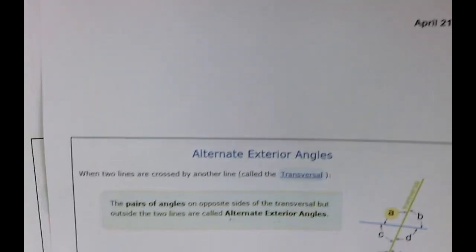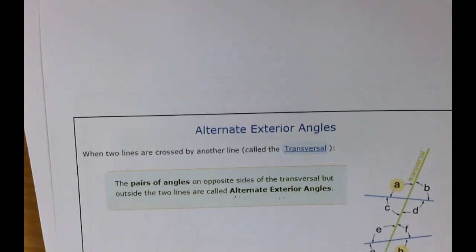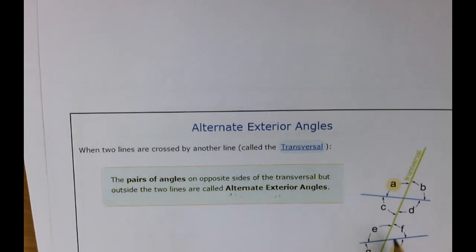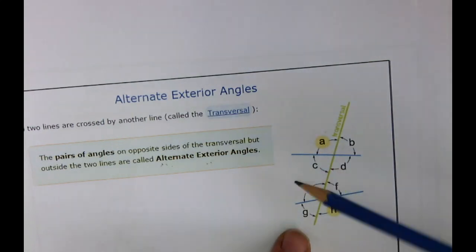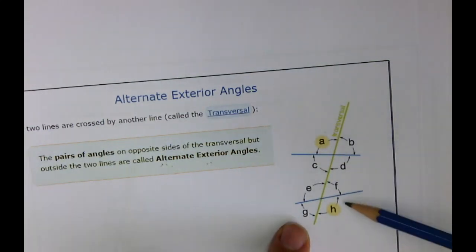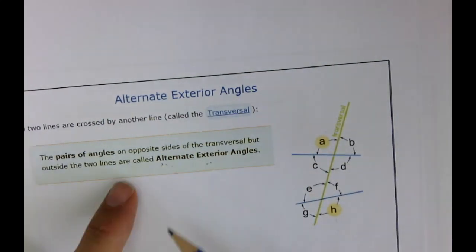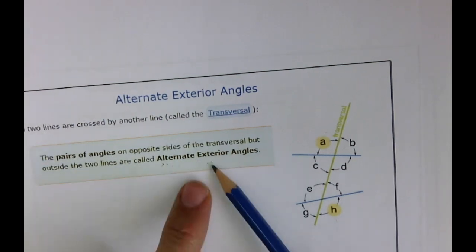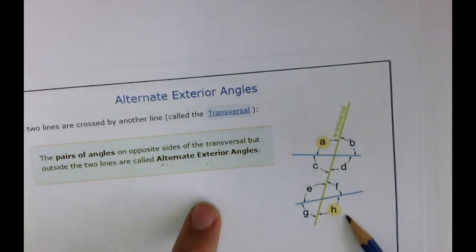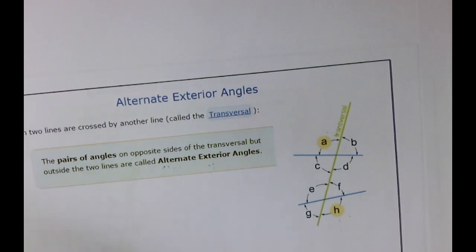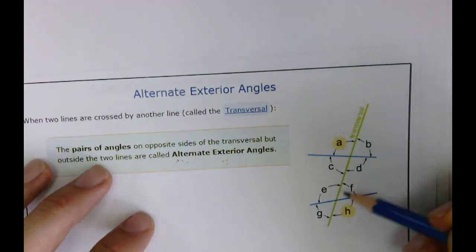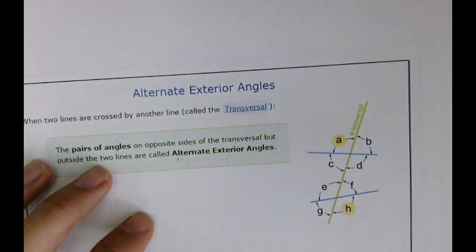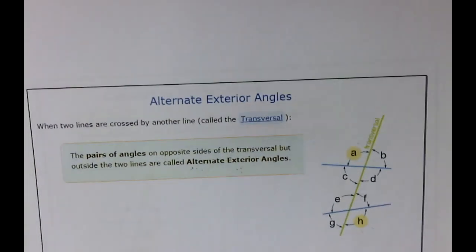Another important vocabulary word we're going to talk about today is alternate exterior angles. If you look at the parallel lines intersected by the transversal here, you'll see that they lie on the outside of the parallel lines and they're on opposite sides. Alternate, opposite, exterior, outside. A and H are alternate exterior angles. Can you see any other alternate exterior angles here? B and G are also alternate exterior angles.